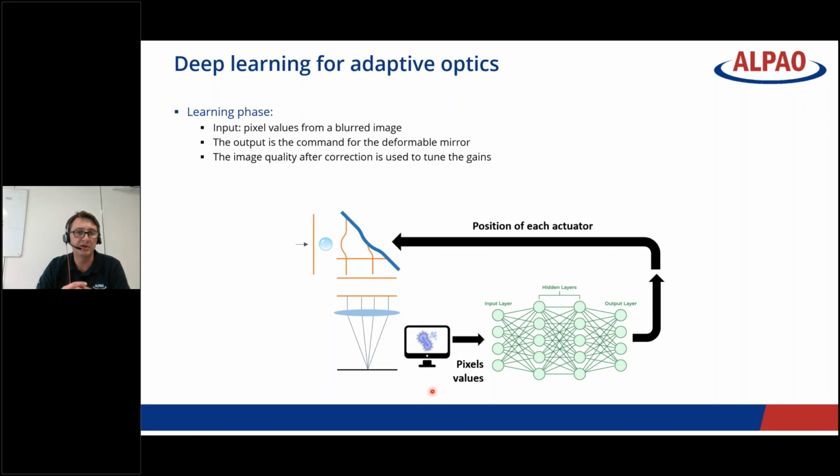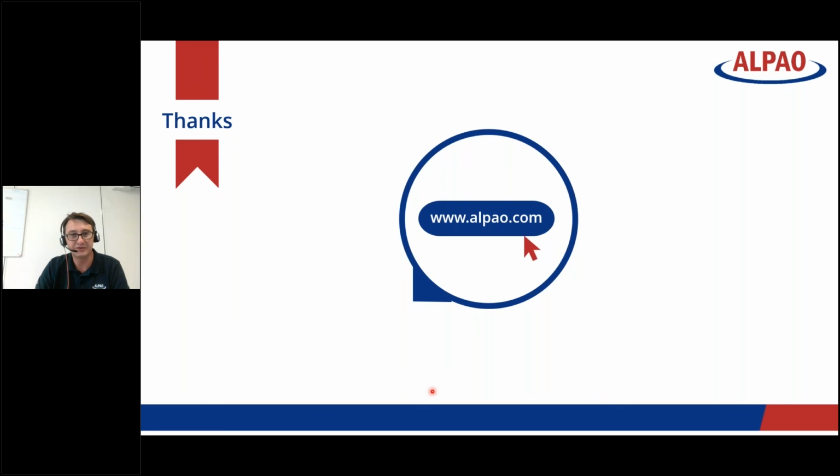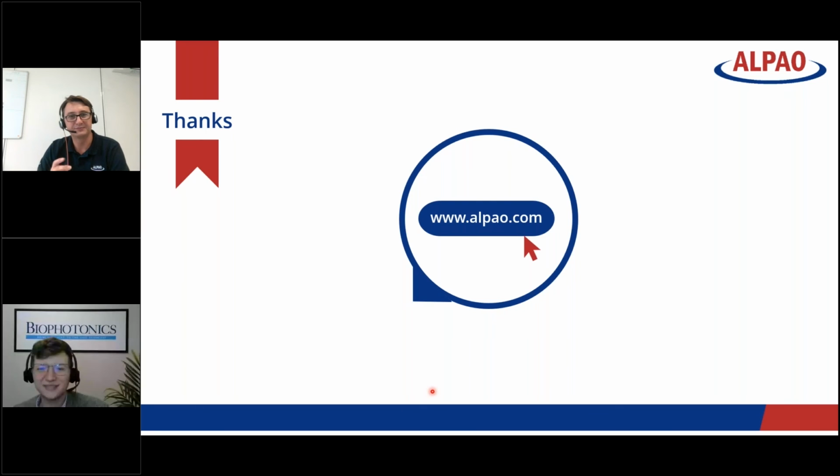Of course, for industrial products, this is very important, because even if you take some time to train the neural network, after this, the recurring cost of your instrument or device will be lower, because the value is mainly in the software part. I hope this was a good introduction for those who did not know adaptive optics. This is the end of the talk, and of course, questions are welcome.